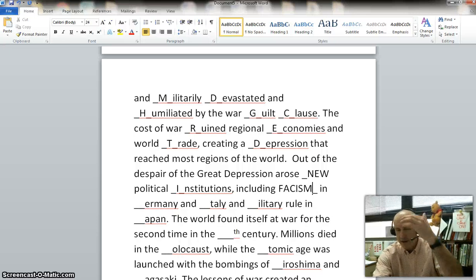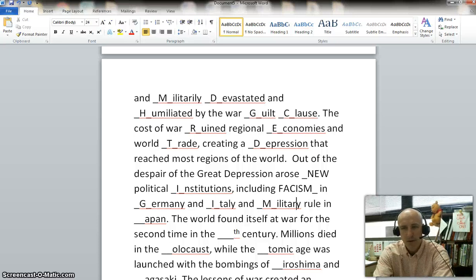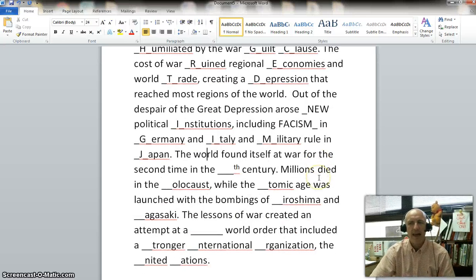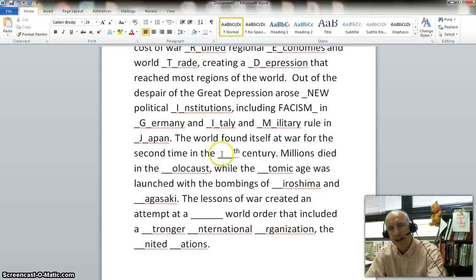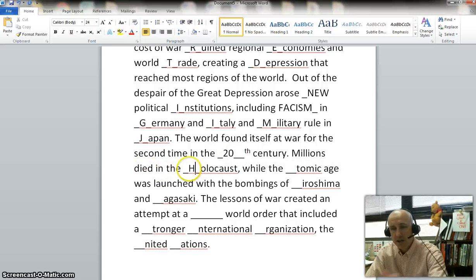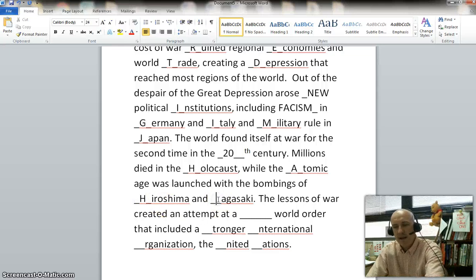Communism, fascism, yes. In Germany, Italy, and military rule in Japan. The world found itself at war for the second time in the 20th century. Millions died, 6 million exactly in the Holocaust, while the atomic age was launched with the bombings of Hiroshima and Nagasaki.